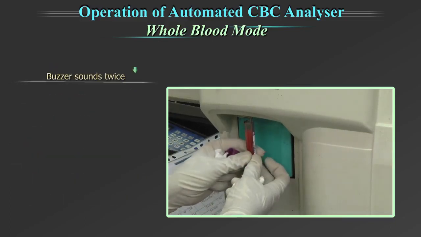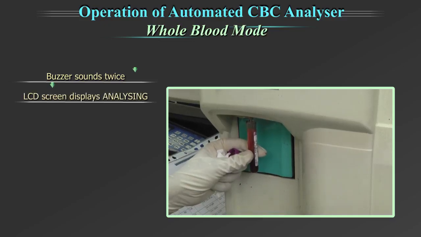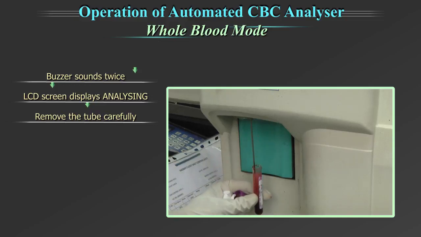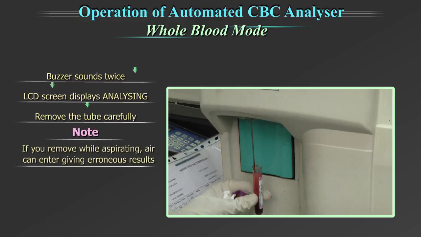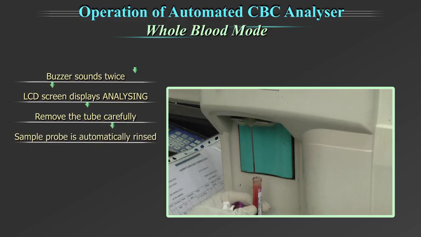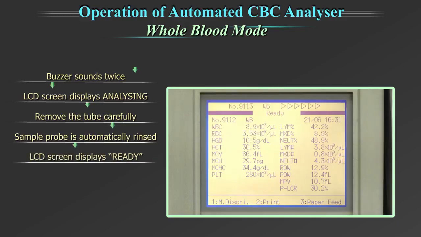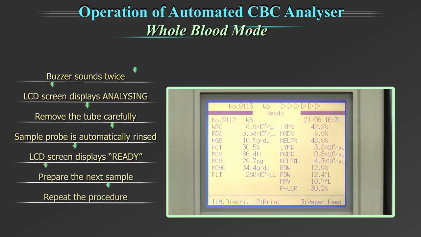The buzzer sounds twice, and when the screen displays analyzing, remove the tube carefully by lowering it straight down to avoid bending the probe. Do not remove the tube when the screen shows aspirating. If you remove it while aspirating, air can enter, giving erroneous results. The sample probe is automatically rinsed, so there is no need to wipe it clean. When the LCD screen displays ready, prepare the next sample and repeat the procedure.